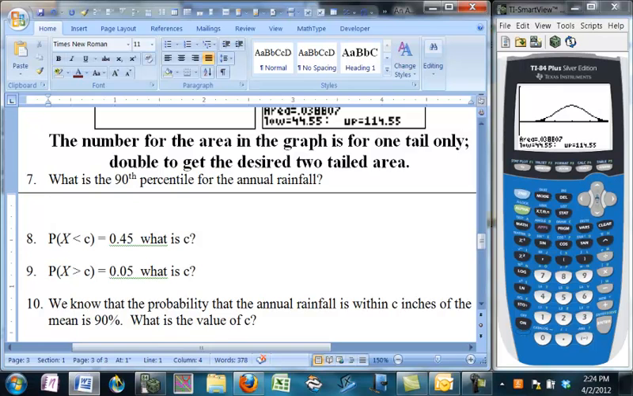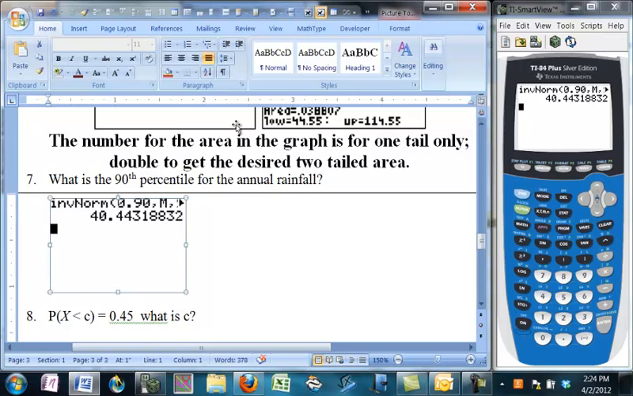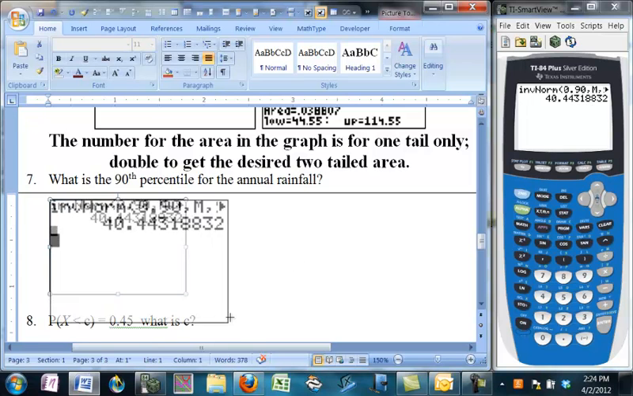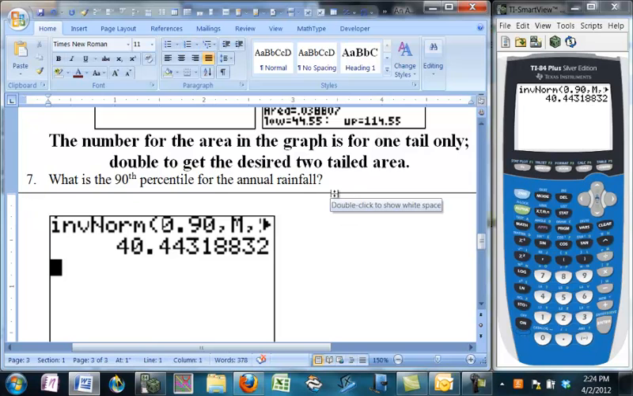So I'm not going to graph this one. I'm just going to do this with an inverse norm. This is going to be the easiest way to get this particular one. For the 90th percentile, we know the area below is 0.9, 90%. Then we give it the mean and standard deviation so it knows which normal curve we're dealing with, and it will just give us what we're looking for. That's an x value, and in this case x values have units of inches. The answer here is about 40.4 inches.